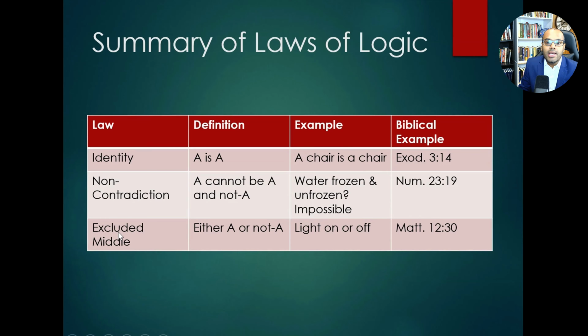So, these are the three laws of logic. The first one we saw is the law of non-contradiction, that says that A cannot be A and not A. Then we saw the law of identity, that basically says A is A, right? A chair is a chair. Then we saw the third one, the law of excluded middle. Either A is A or not A, right? A light is either on or off.